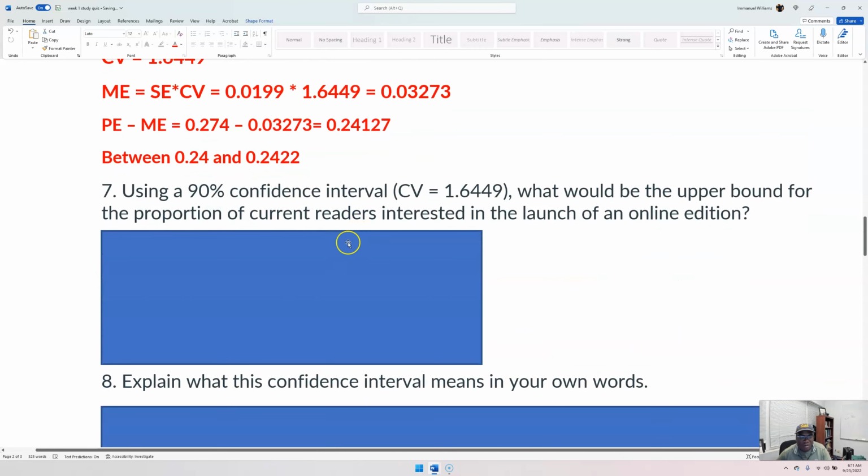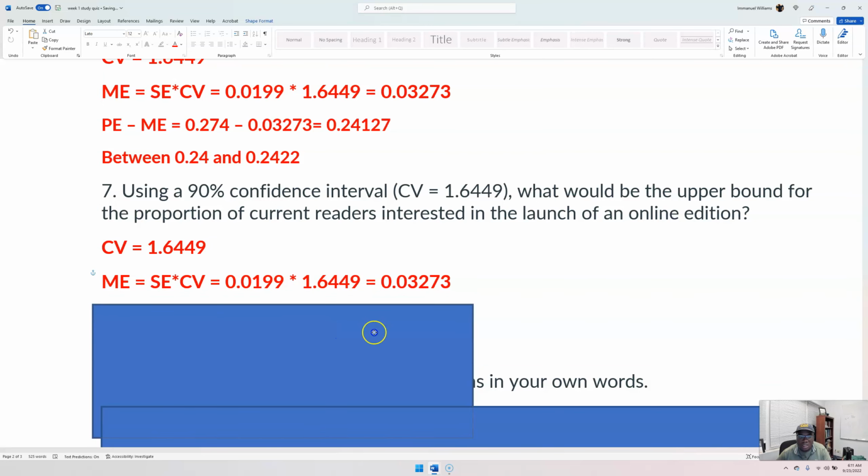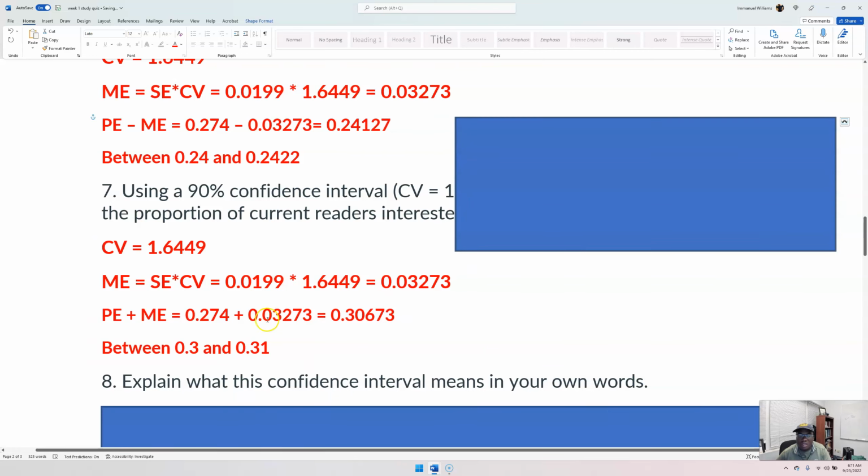Okay. You think about the upper bound as the same kind of logic. The critical value, margin of error, and then you just add your point estimate plus the margin of error. So therefore it's 0.230. Now this is where it gets kind of important, or well, it's even more important.